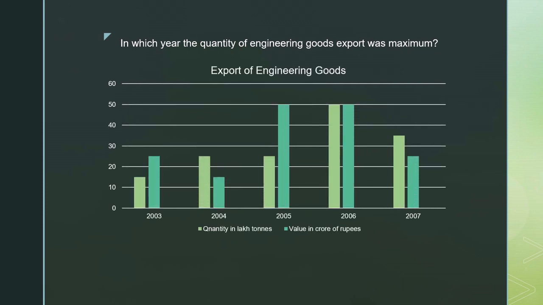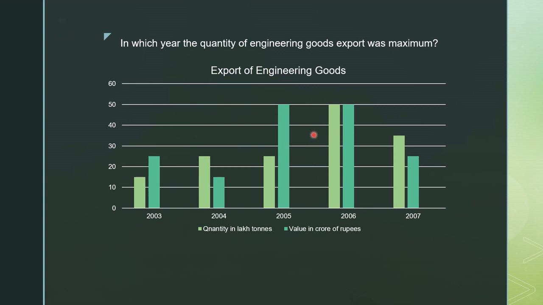In June 2009, the data interpretation part is based on the bar diagram or bar chart. In the previous class, we already discussed the bar diagram and how we solve bar diagram problems. So let's solve the first question: in which year was the quantity of engineering goods export maximum?